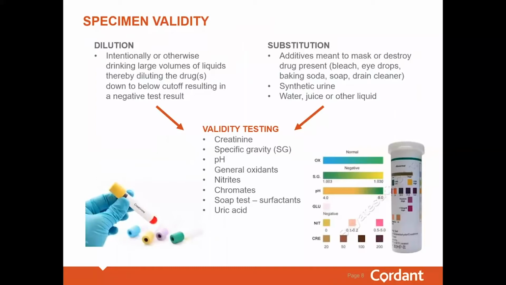In specimen validity testing, the two main goals are to catch dilution and substitution. Dilution is to intentionally or otherwise drink large volumes of liquids, thereby diluting the drugs down to below cutoff, resulting in a negative test result. In substitution, there are multiple ways.